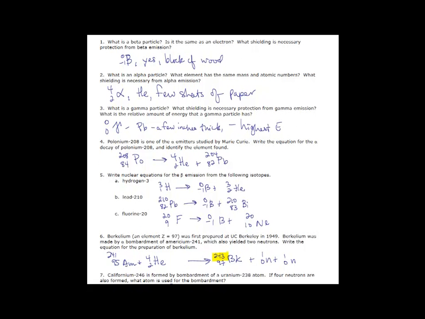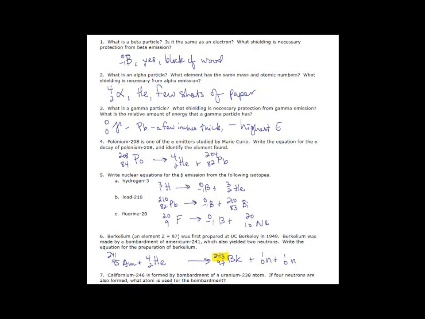Okay, so a beta particle is 0, -1 beta. It is the same as an electron. In order to protect yourself from beta emission, a block of wood is sufficient. An alpha particle is 4/2 alpha, has the same mass number and atomic number as helium. Shielding from alpha emission is a few sheets of paper. A gamma particle is 0, gamma.